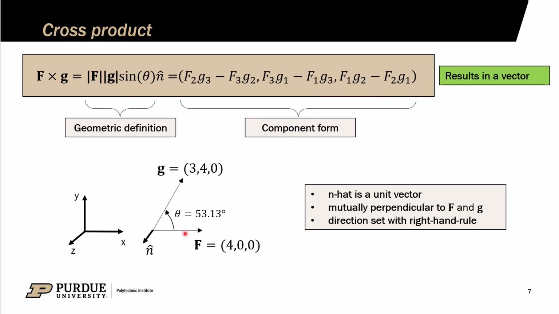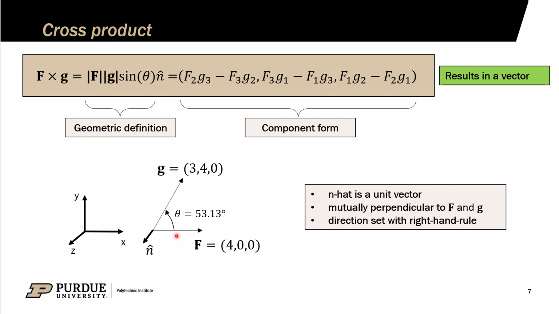Now, if the two vectors are lying on top of one another, then n hat is undefined, but that's okay because the angle would be 0 and sine of 0 would be 0. So even though n hat would be undefined in that case, the cross product would be 0 when your vectors are aligned with one another. The other thing about the n hat vector is the direction is set with the right-hand rule.